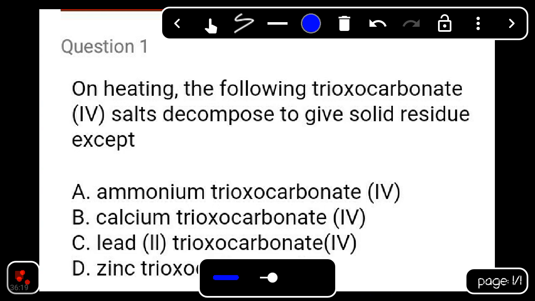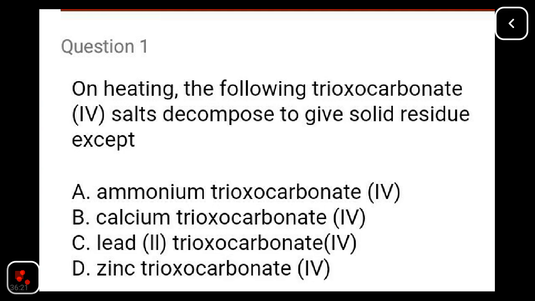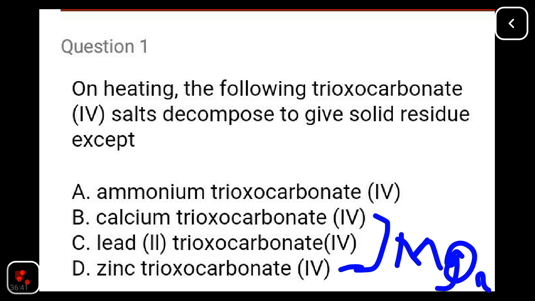The next one here is, on heating, which of the following trioxocarbonate salts decompose to give a solid residue, except? Now they are giving us an exception there, right? So which of them? Let's start from the bottom. All of these are part of C2C there, right? So they form metal oxide, let me just write M there. Metal oxide is actually a solid residue, plus carbon dioxide, which is not a solid residue, but this one is a solid residue.